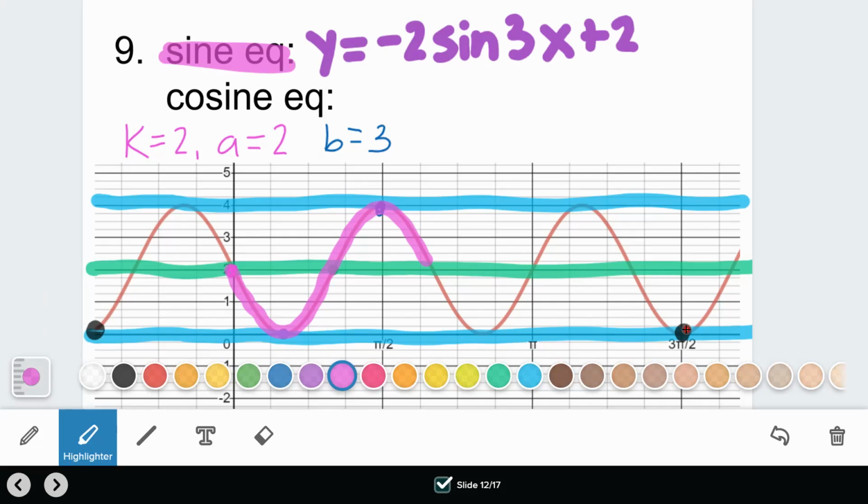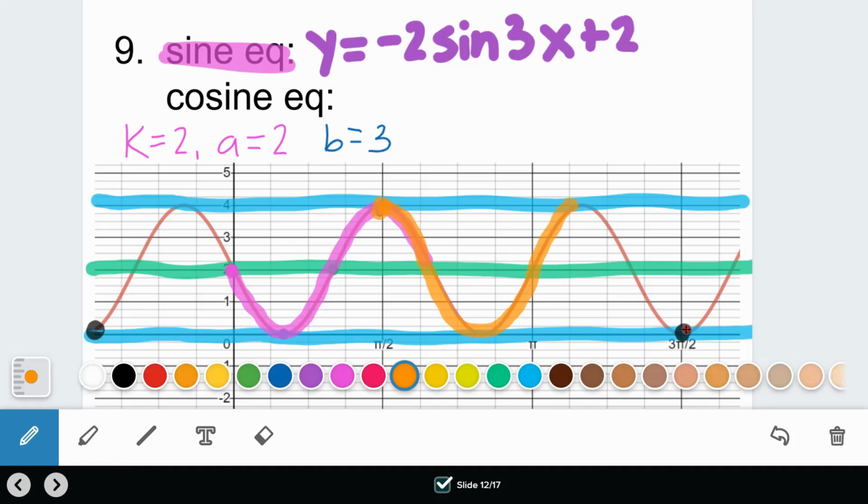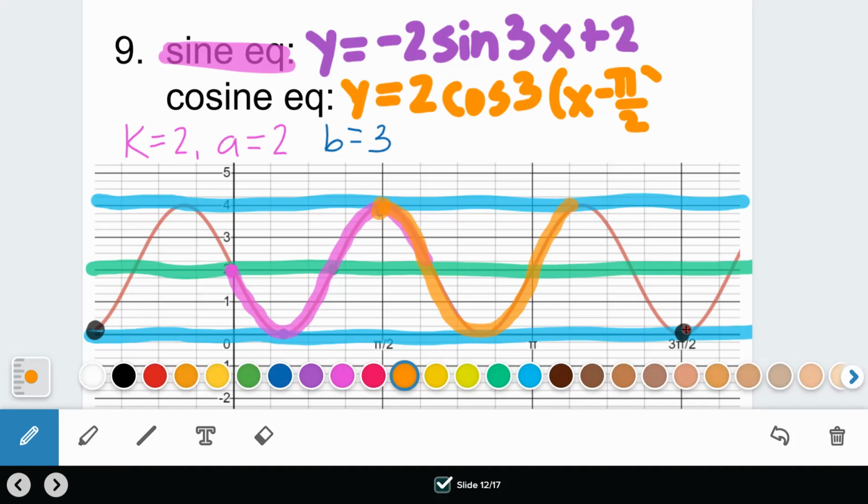Now for my cosine, I'm going to start my cosine here, and I'm going to go to here. So for my cosine, y is equal to, this happens to be a positive cosine, so it's going to be a +2 cosine. My b is still going to be 3. I'm starting at pi halves, so this is going to be an x minus pi halves, and then +2, and that's my equation.